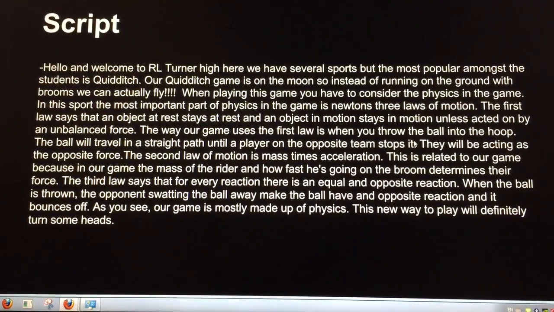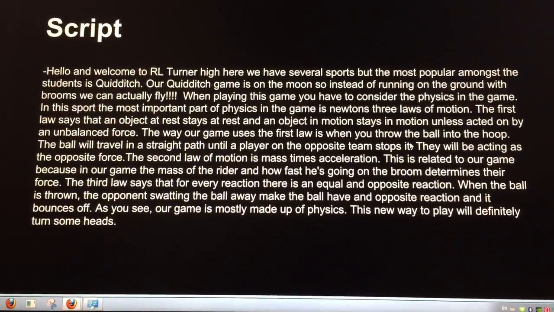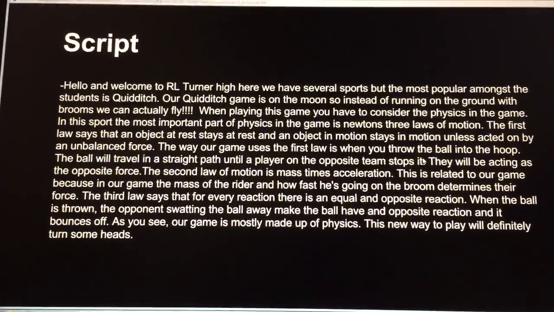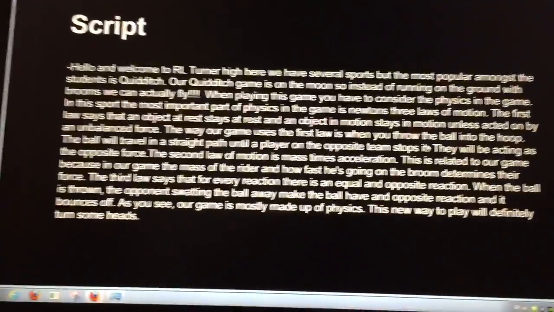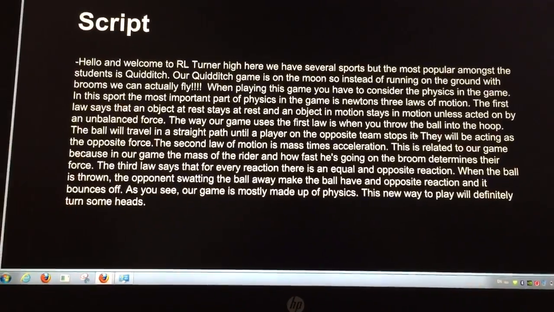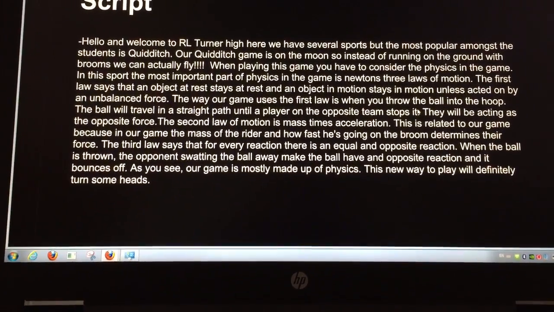The first law says that an object at rest stays at rest. An object in motion stays in motion unless acted on by an unbalanced force. The way our game uses the first law is when they throw a ball into the hoop, the ball will travel in a straight path until a player on the opposite team stops it. They will be acting as the opposite force.